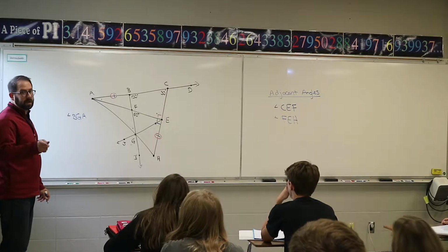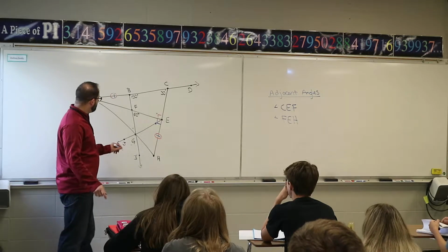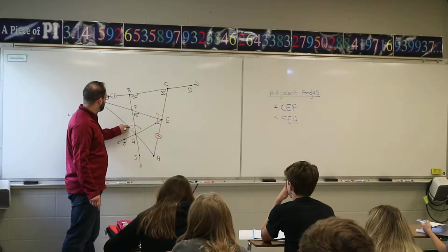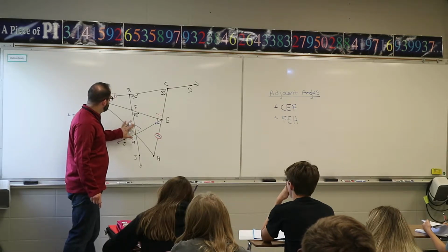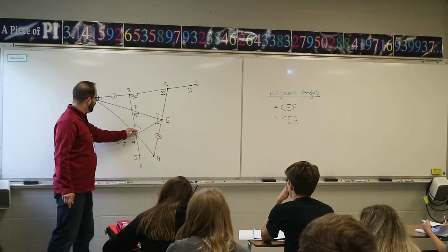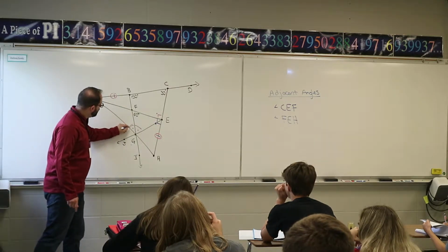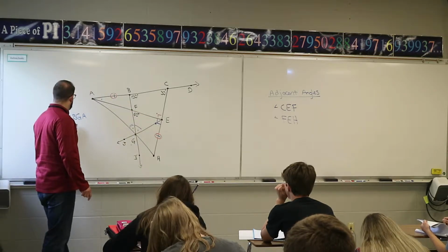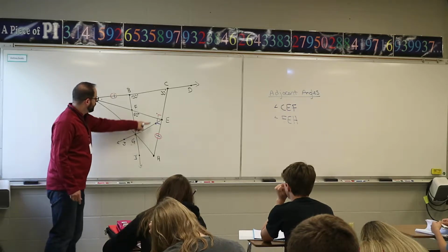Anyone want to pick one? You got one? EGA. EGA would be overlapping. I don't want to pick that one. Maybe EGB. Let's do that. EGB, that's these two angles. So BGA, that's this little wedge, and EGB. That's that angle right there. E to G to B.